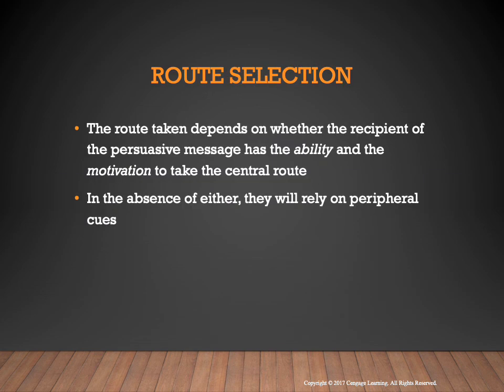Route selection. So how is a peripheral route determined versus a central route? The route taken depends on whether the recipient of the persuasive message has the ability and the motivation to take the central route. In the absence of either, they will rely on the peripheral cues. In short, if someone can't or doesn't want to take the deeper, more labor-intensive central route, they won't.